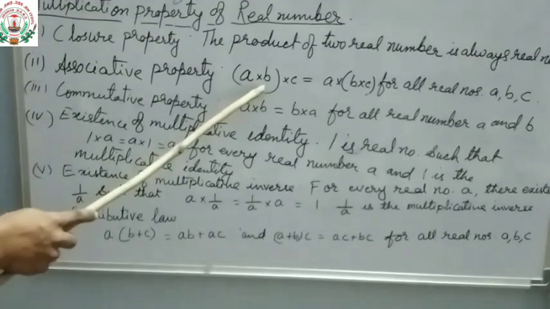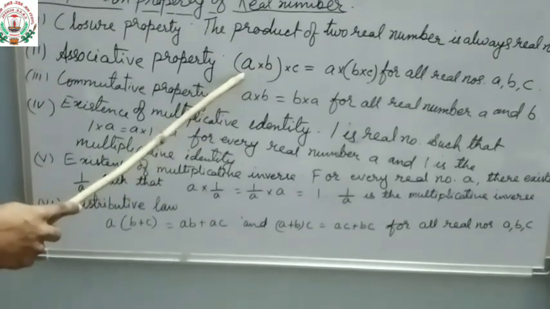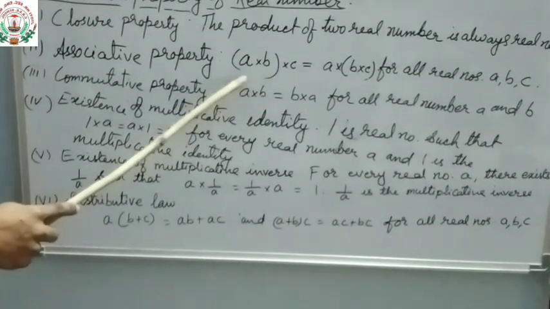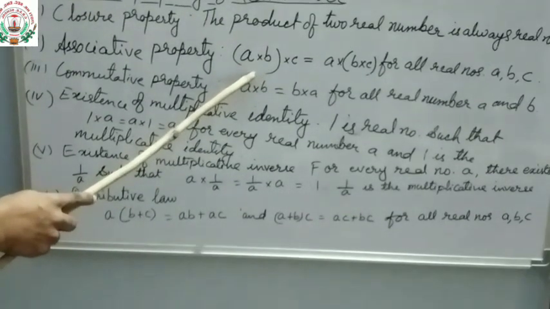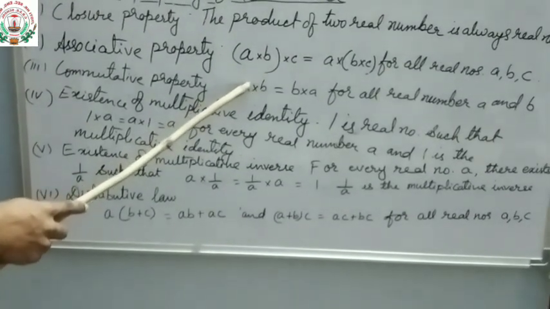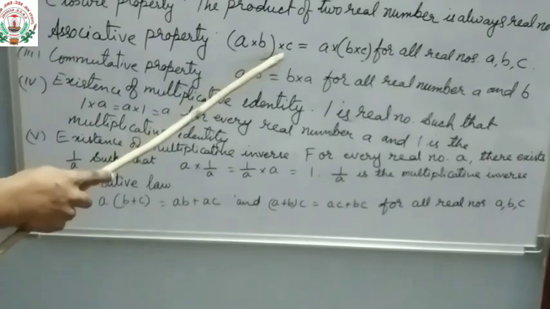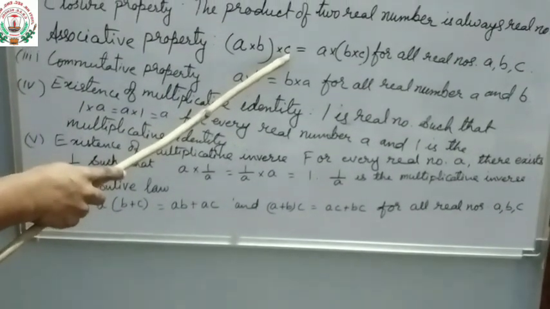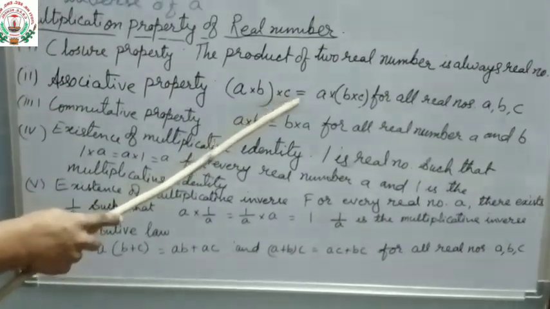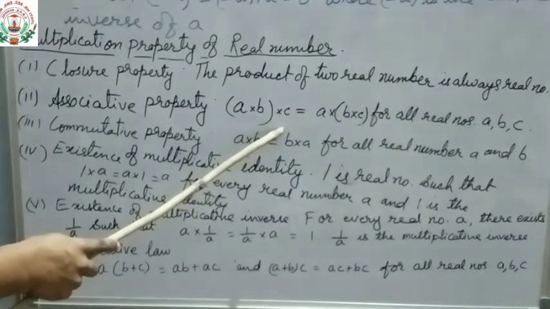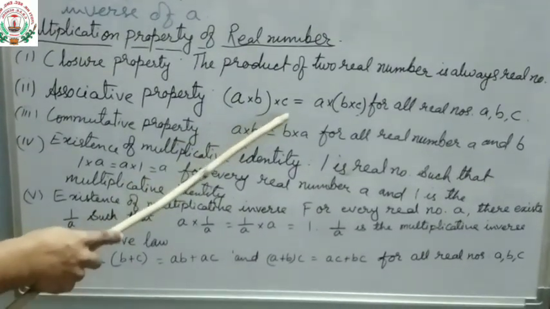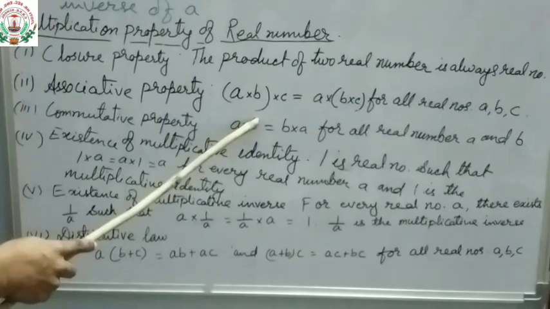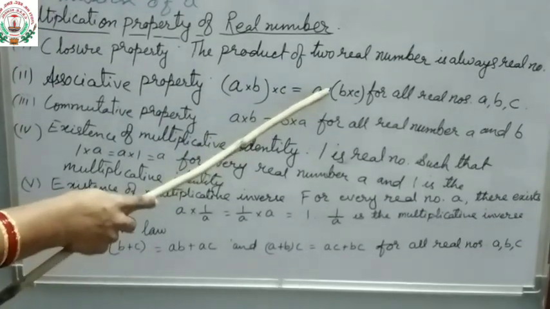So first, the product of two real numbers, 1 upon 2 and 1 upon 3, for example. When you multiply, whatever result you are getting, what will you get? 1 upon 6. So 1 upon 6 is multiplied with 1 upon 4. C value is, suppose, 1 upon 4. So when you multiply 1 upon 6 into 1 upon 4, you will get 1 upon 24, which is equal to the other side.